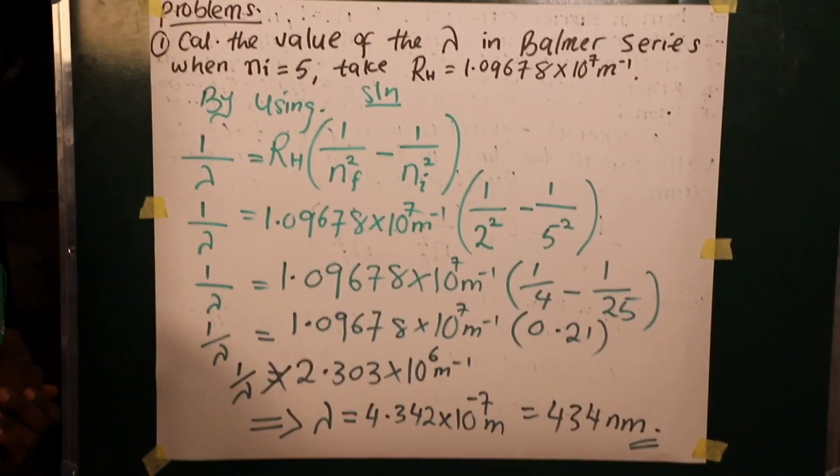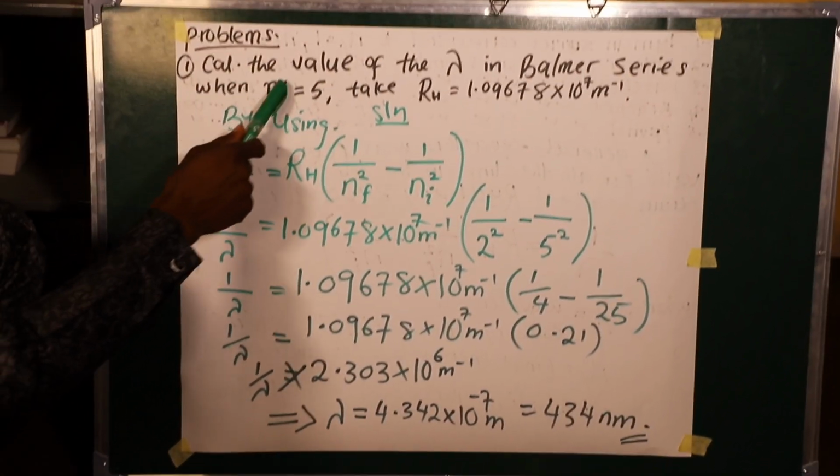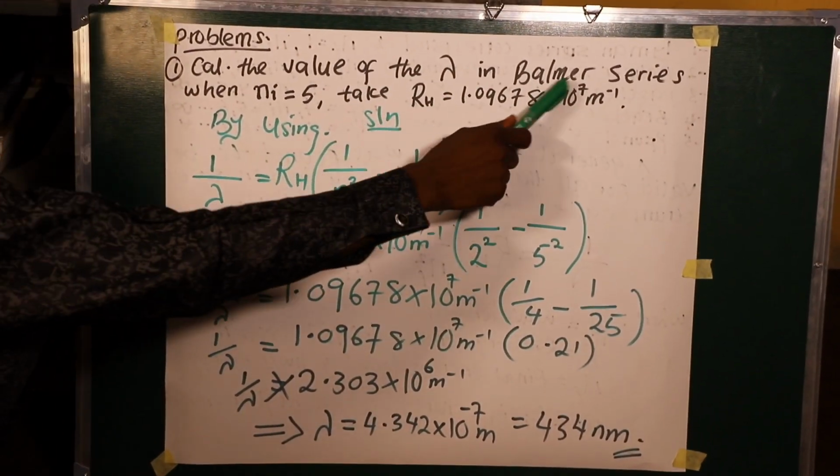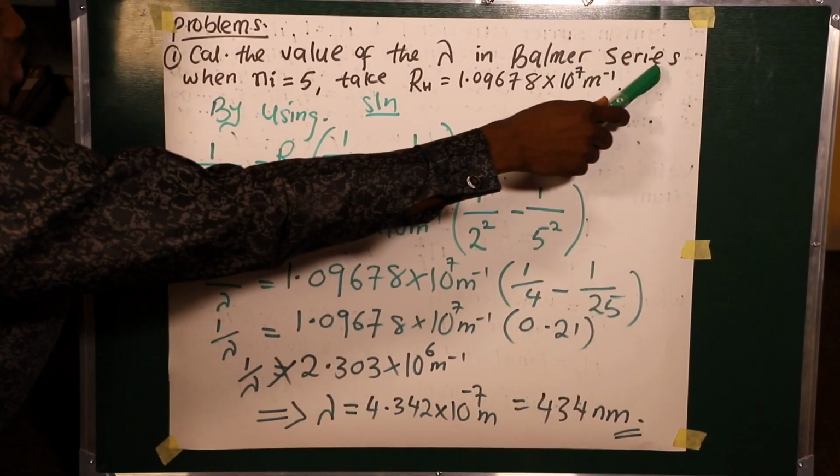So let's see some calculations. Number one says: calculate the value of the wavelength in the Balmer series. Don't forget it is said in the Balmer series.